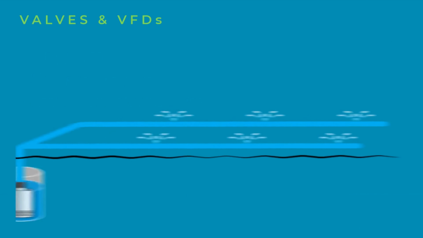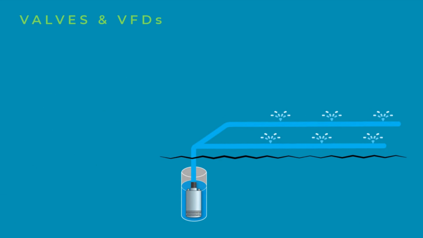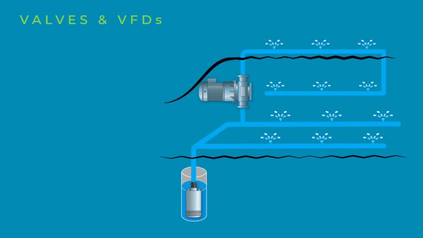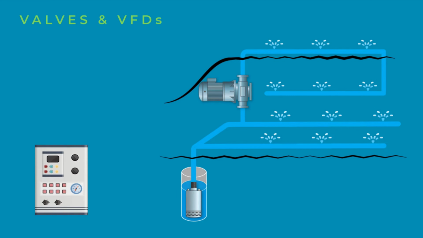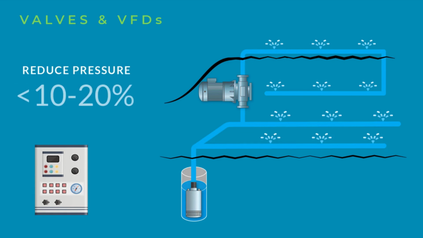Another way to save with a VFD is in situations where you have pumping zones with different elevations, or are pumping water to a higher elevation and allowing it to drain down to a lower elevation. With a VFD, you can operate at just the minimum required pressure for each zone. Reducing the pressure 10 to 20% typically reduces the power by about 10 to 20% as well.